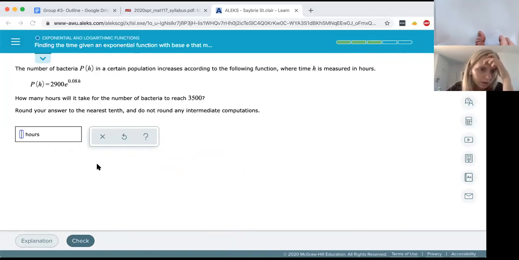Okay, so the number of bacteria in a certain population increases according to the following function. For this one, can you write it on paper and show me what you've done? P of H is that number they're giving you, 3,500, and you're solving for H. So it's going to be 3,500.